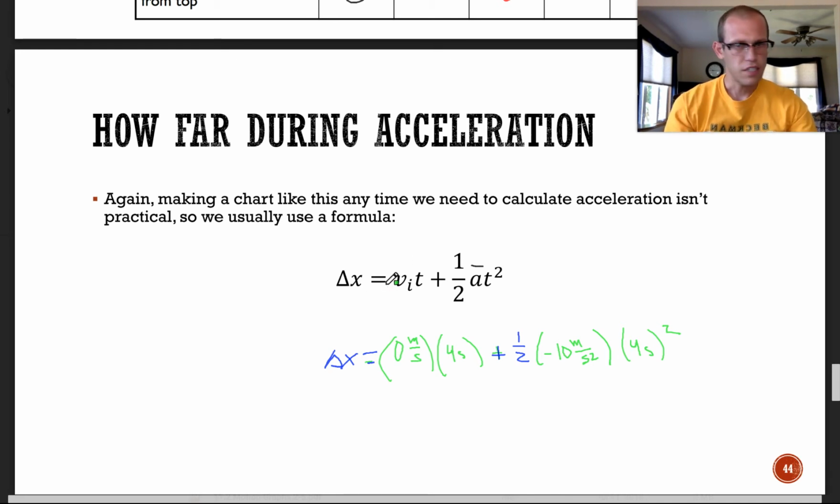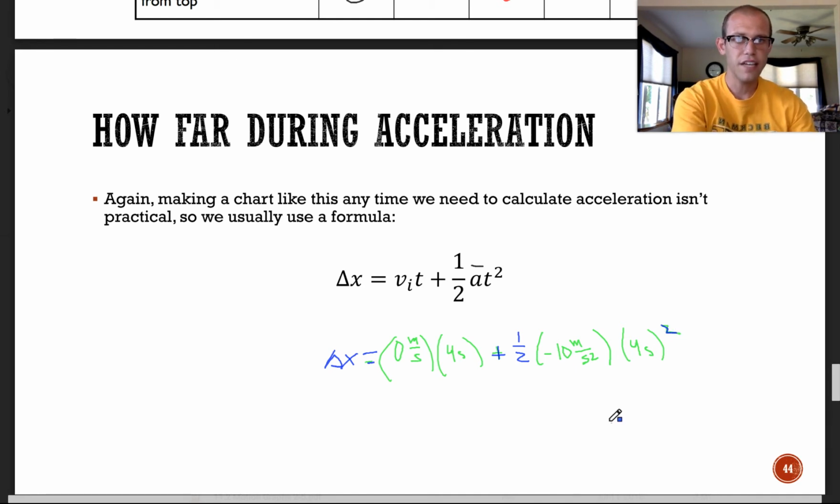So the initial velocity, not the average velocity. I made a mistake there. It is just the initial velocity was 0 meters per second. We weren't moving. That time we were looking at is 4 seconds later. Take 1/2 times the average acceleration, which is negative 10 meters per second squared, times 4 seconds later again, squared. Squared is part of the formula.